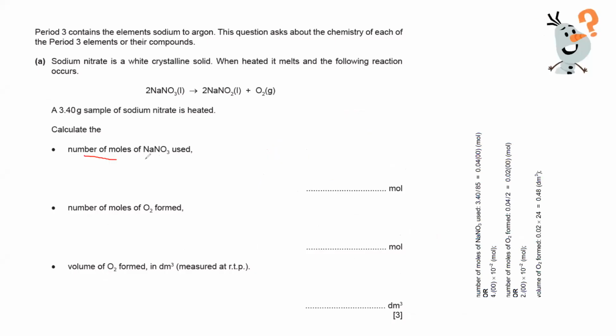So we have to find the number of moles of sodium nitrate. We'll use the formula: moles equals mass in gram divided by molar mass. In the exam, it is not necessary that you first write the formula. Even if you just wrote moles equals 3.4 divided by 85, because the mass in gram is 3.4, you will get the marks. For moles, you get 0.04. So you will get the marks for this.